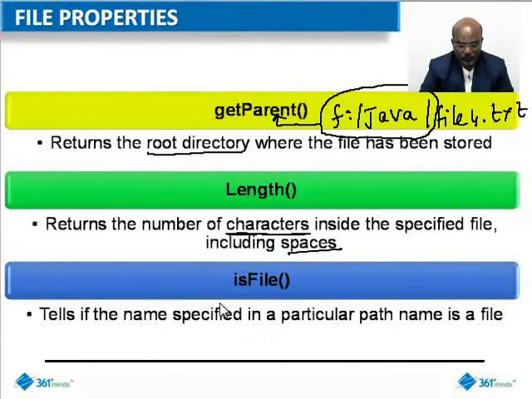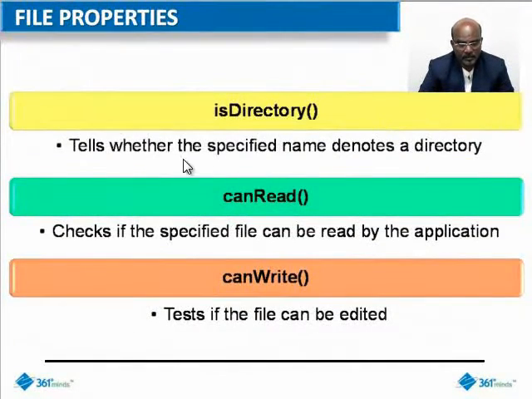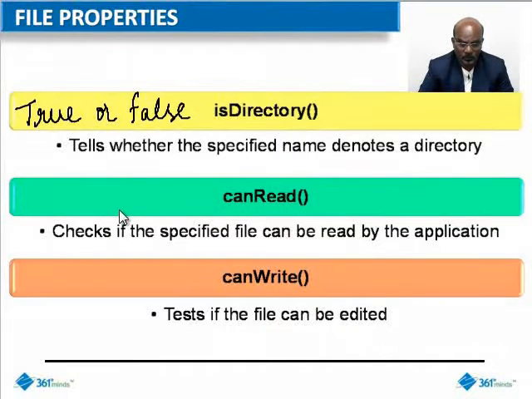The isFile method tells if the given name is a file or not. You can check it using conditional operators also, as we'll see in the program. The isDirectory method will tell whether the name that you passed is a directory or a file. So if it is a directory, it will say it is a directory, else it returns a false message. So once again, isDirectory also returns a Boolean value.